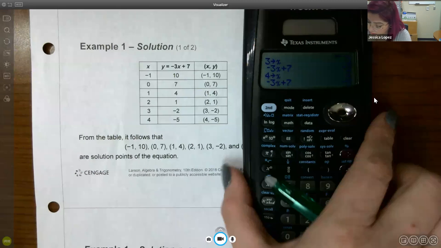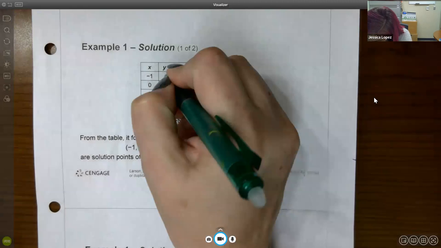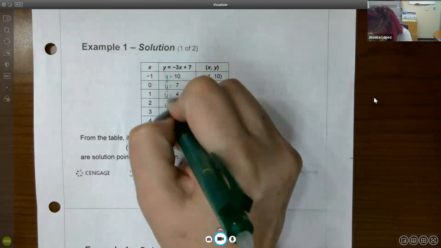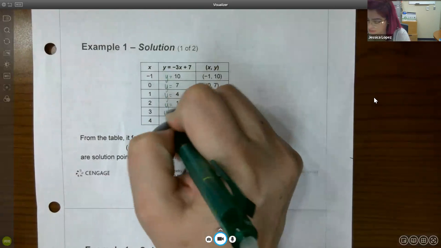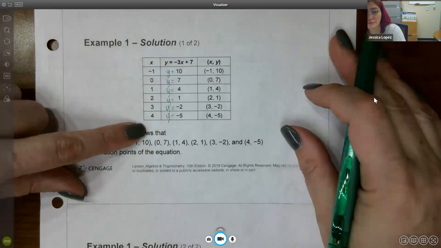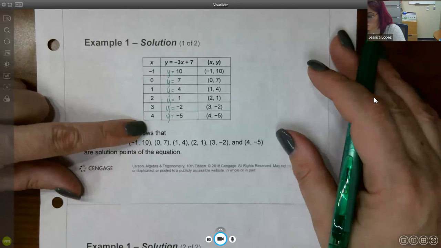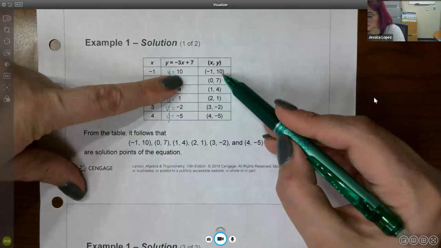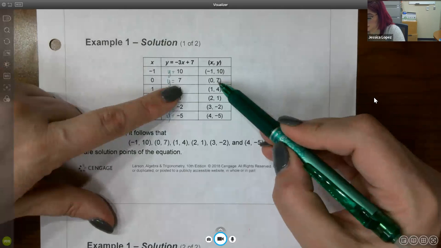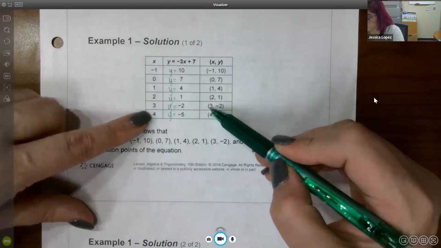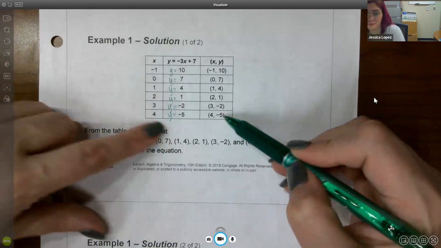And so each of these are y. Y equals this, y equals this, and so on, and these were all the x values that I plugged in. So my coordinates for each point are going to be the x value, comma, the y value: x, comma, y, for each of them, okay?